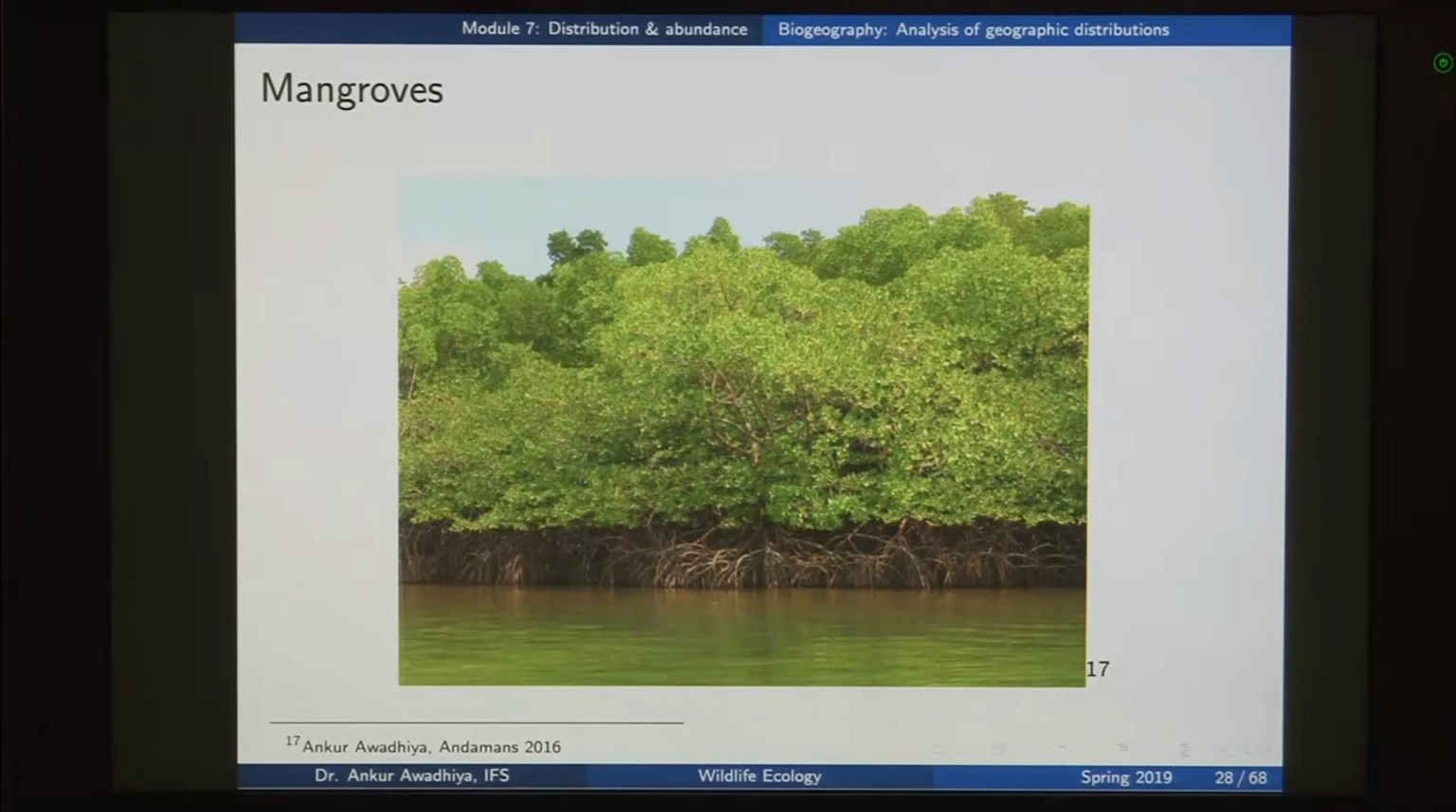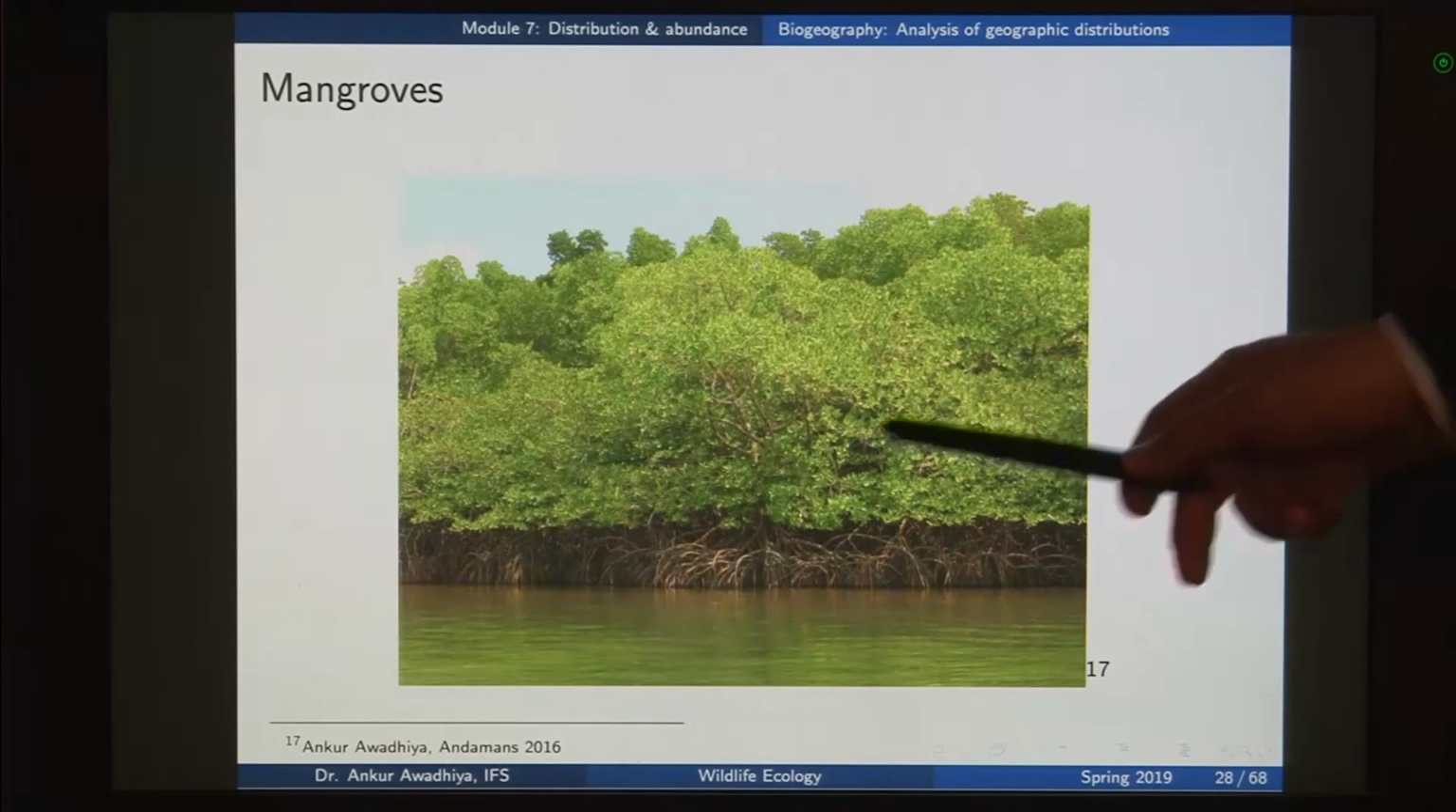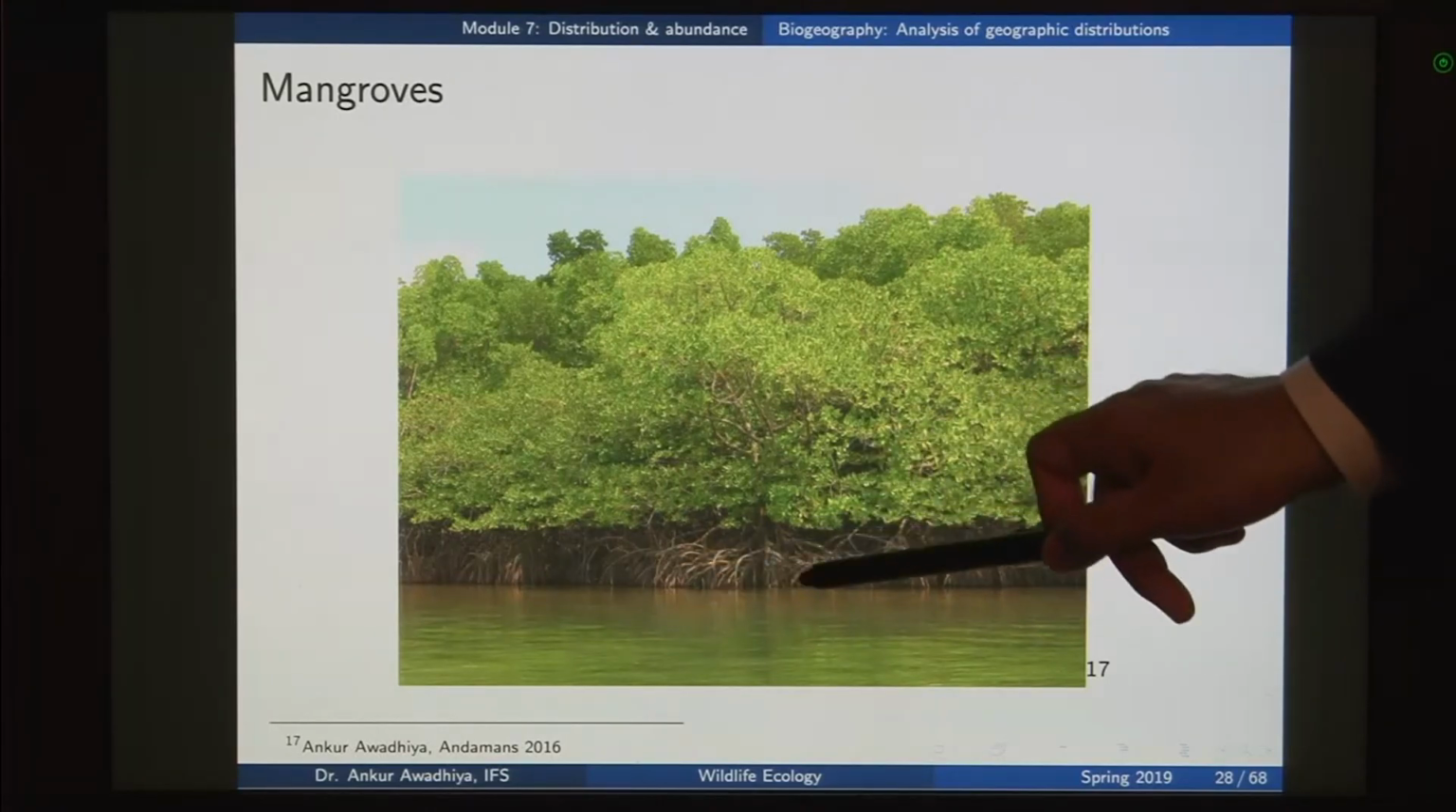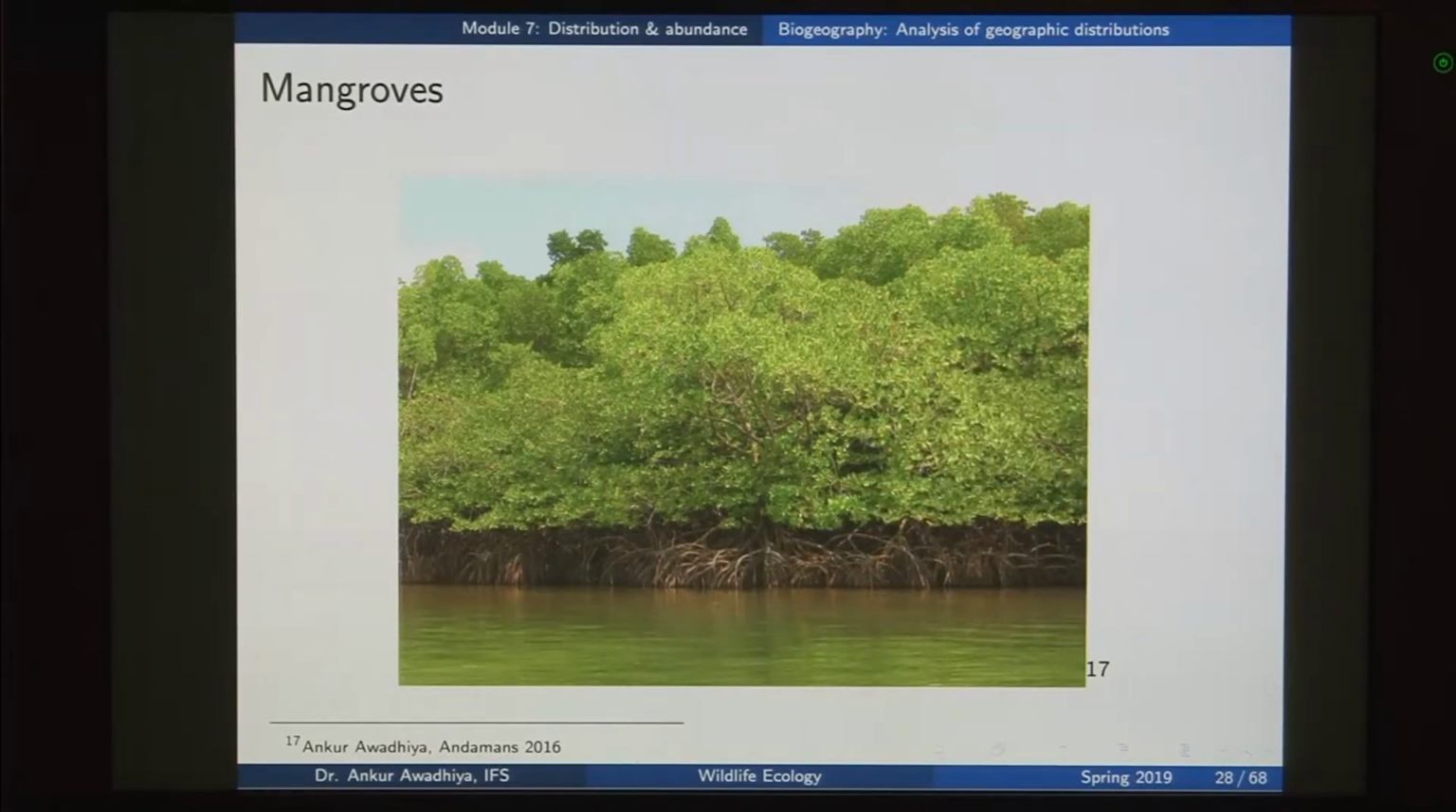Now, mangroves again are very specialized organisms, plus they also provide a very specialized habitat to a number of other organisms. Now, in the case of mangroves, here you can see that their roots are typically very large in size. These are the stilt roots. You also find a number of pneumatophores. So, pneumatophores are those roots that move from the ground upwards to get air.